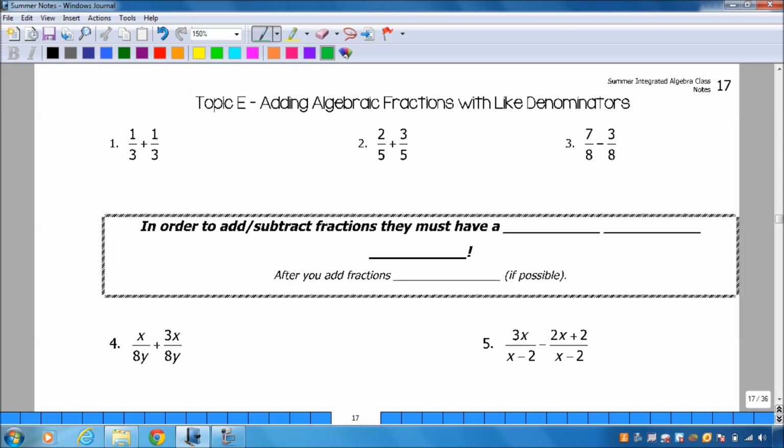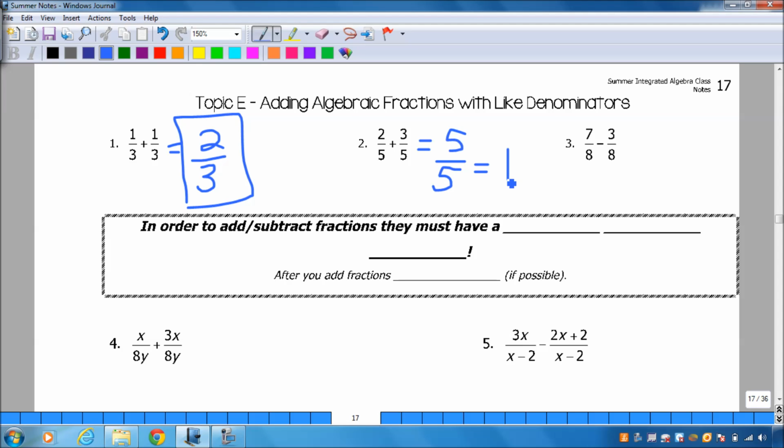So in number 1, you have 1/3 plus 1/3, which you're allowed to add together because they have common denominators. So that ends up being 2/3, right? If you've got a third plus a third, you end up getting 2/3, all right? And number 2, see if you can figure out what the answer to that is. You should end up getting 5/5, right? Which reduces to 1, all right? And then in number 3, you should end up getting 4/8, which you know reduces to 1/2, okay?